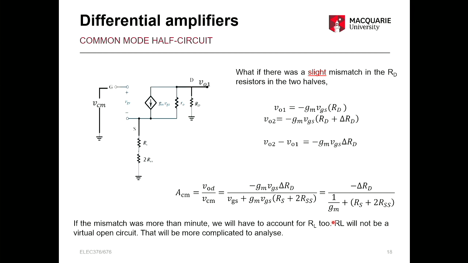And just a quick note, if the mismatch is more than minute, so a very small mismatch, this is a good enough approximation. If it gets bigger, then that assumption we made earlier that we could ignore RL for the common mode case becomes invalid because our circuit is not perfectly symmetrical. There will be some current flowing through RL. We have to add that into the analysis. But that gets quite complicated. The equations will get bigger, and we won't go through that today, but it's something to consider.